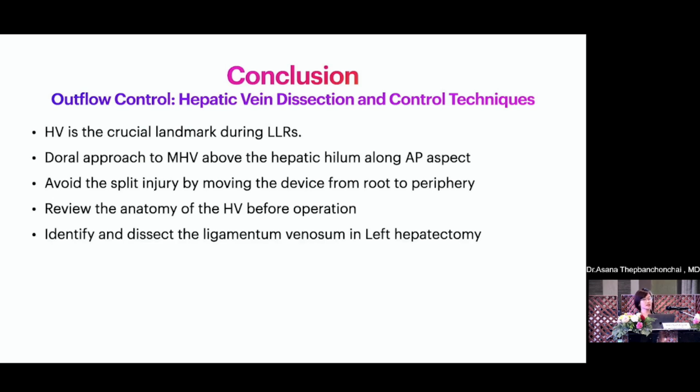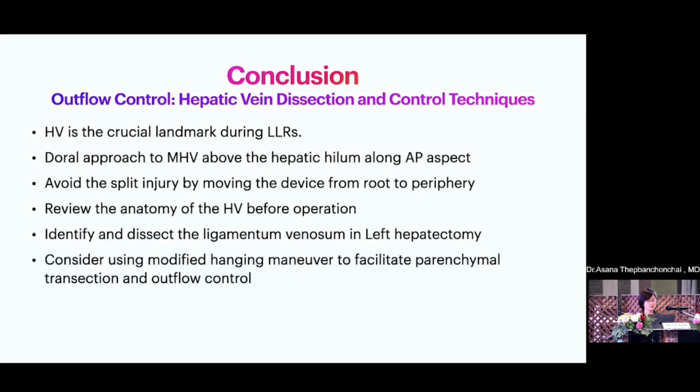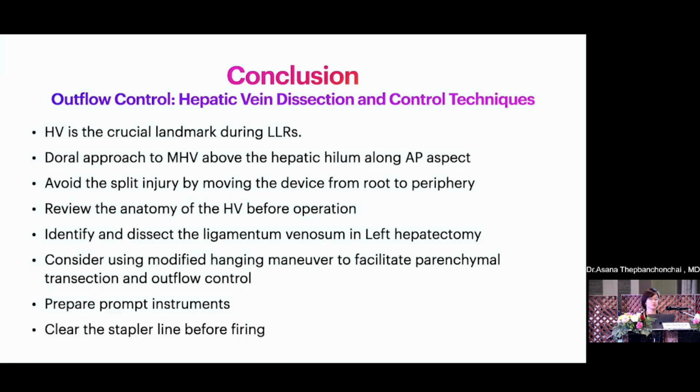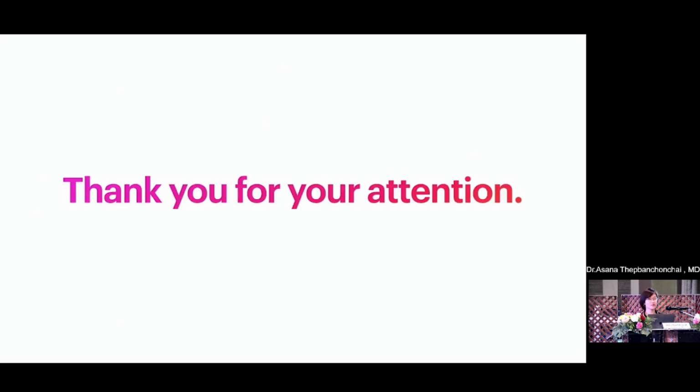Identify and dissect the ligamentum venosum to enhance the precise direction during left hepatectomy. And consider using the modified hanging maneuver to facilitate parenchymal transection and outflow control. This technique can help to navigate the transection lines and prevent or control bleeding. And actually, we need to prepare the proper instruments and clear the staple line before firing. Thank you for your attention.